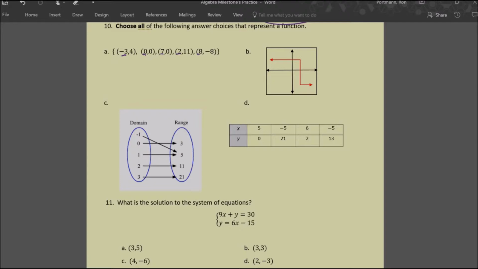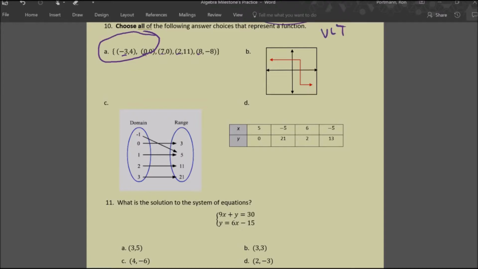-3, 0, 7, 2, 8. None of them are repeating, so this is our answer. I mean, that's an answer. We got to choose all of them that are answers. How you determine if a graph is a function is you use the vertical line test.